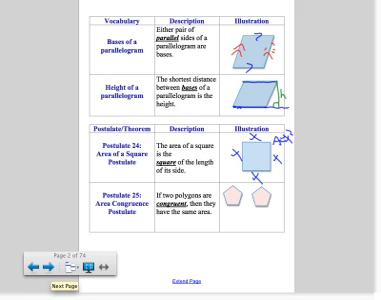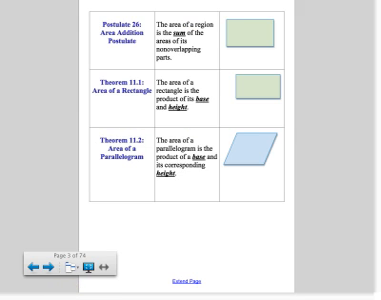Another postulate or theorem that should make sense to you is that if two polygons are congruent, then they have the same exact area. We already know that congruent means same exact size, so it should make sense that if two shapes are the same exact size, then they have the same area.